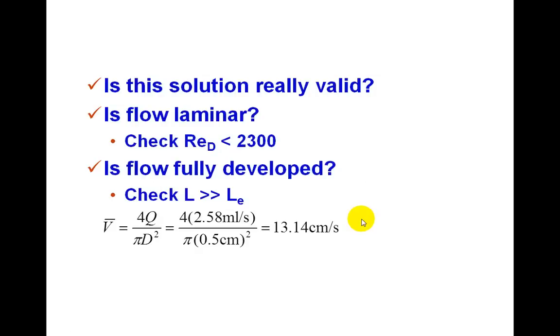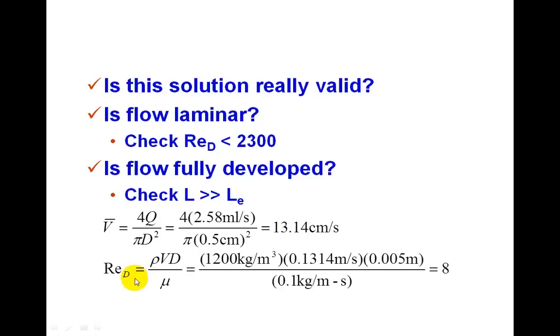To do the calculation, we need to get the average velocity coming through the tube. So we take our flow rate, divide it by the area, and that gives us about 13 centimeters per second for the average velocity. That will then go into our Reynolds number calculation. So remember, Reynolds number is rho times average velocity times d divided by mu. And when we substitute the properties into the Reynolds number equation, we find that the Reynolds number is approximately 8. So that's much less than 2300, and so we can make the assumption that flow is laminar without a problem.